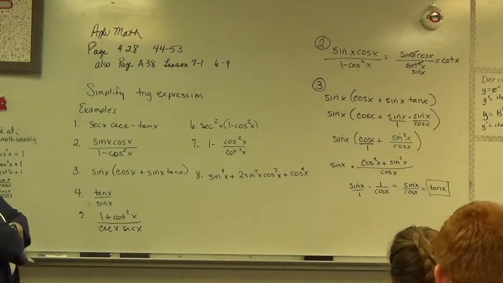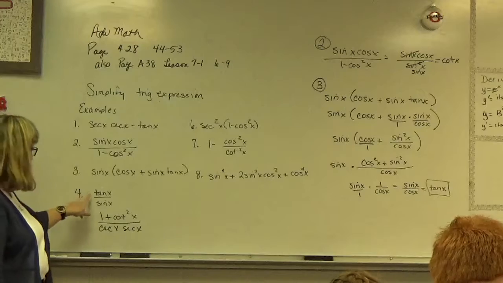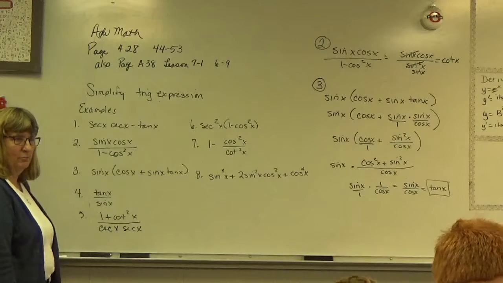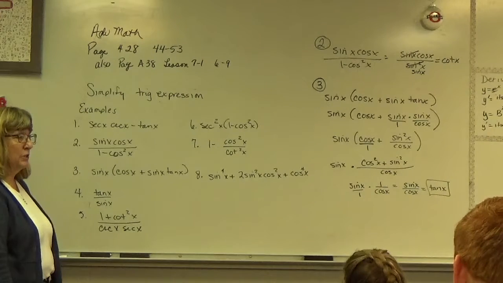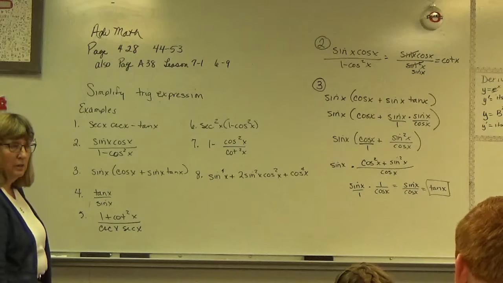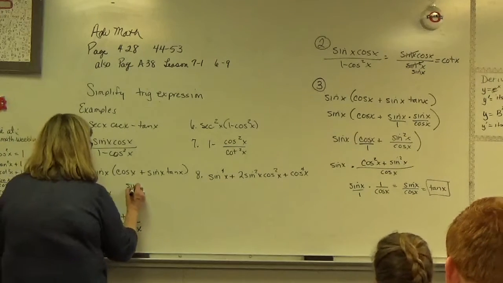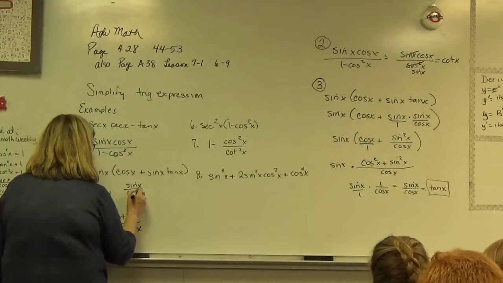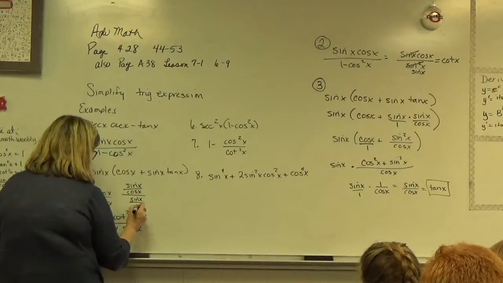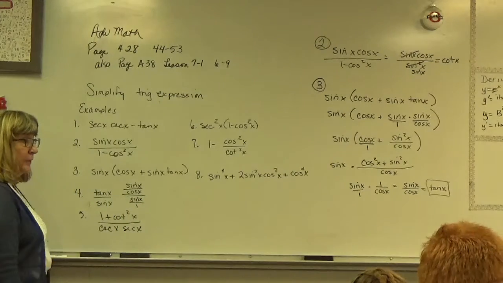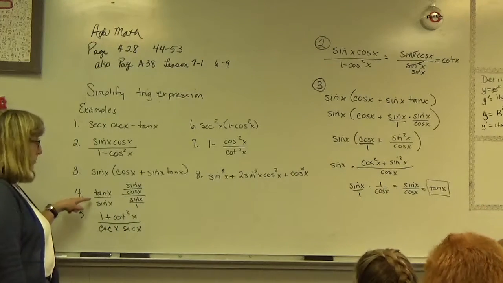Okay, number 4. Well, this one I think is short and sweet and to the point. What can I do for tangent divided by sine? What's tangent going to change to? Sine over cosine, but you could also put sine to the side as well. By switching over. Invert and multiply? Yeah. Okay, well I think that's what I'm going to do next.